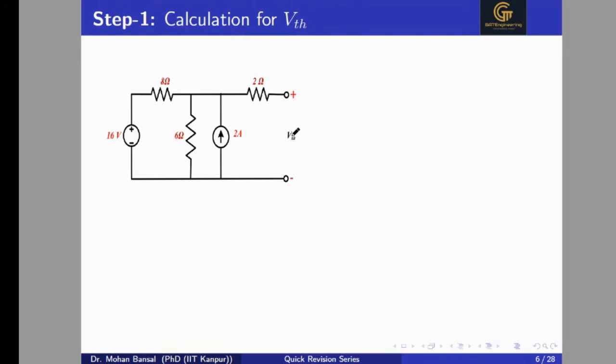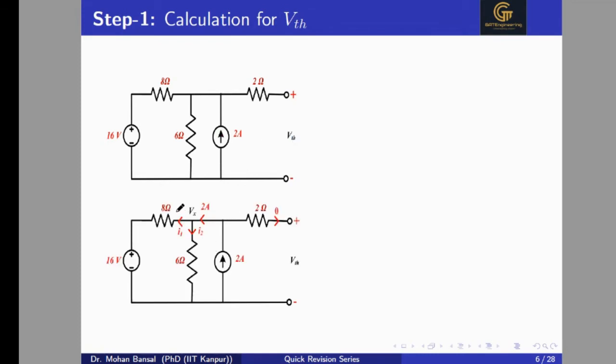We have removed the load resistance, and we are going to compute VTH across this terminal. Here 2 ampere current is flowing, and we are considering the potential at this node as Vx, with current I1 in this 8 ohm resistor, current I2 in the 6 ohm resistance, and this 2 ampere. But the current will be 0 in this resistor because it is open circuited. This is an open circuit, so the current will be 0 in this 2 ohm resistance.